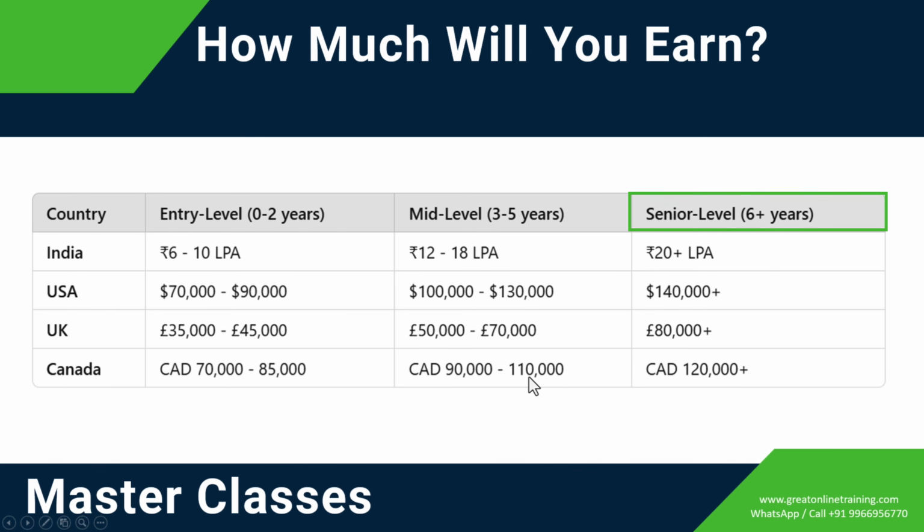Imagine you become a senior programmer. By the time of 6 years experience, you will be considered as a lead programmer or senior level programmer. In India, you will get 20 plus lakhs per annum. In the US, it's almost 140K US dollars. In the UK, it's 80K US dollars. And in Canada, you will get somewhere around 1,20,000 Canadian dollars.